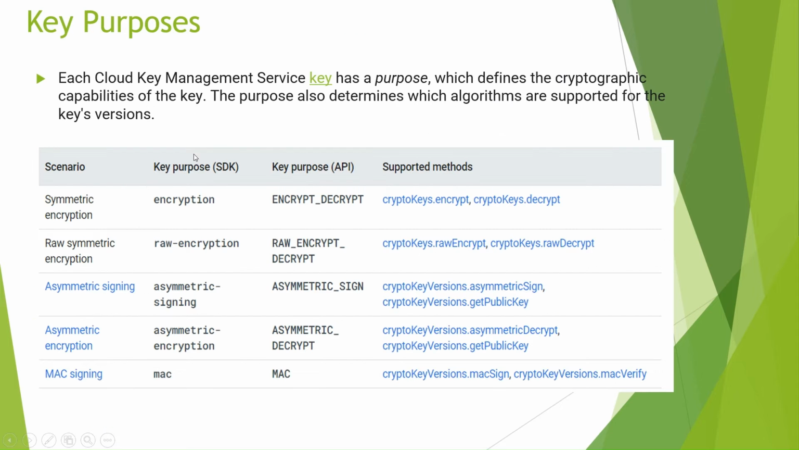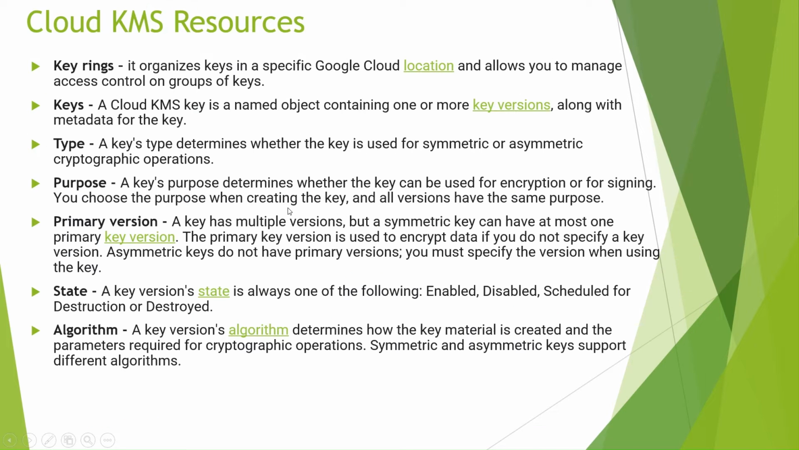After that, purpose, which we have already discussed. This is the purpose. After that, the primary version. If you are using a symmetric key, then only this primary version concept comes into play. But if you are using an asymmetric key, which we are focusing on in this video, there is no option of primary versions. So once you create a new version, it doesn't become automatically primary. You have to define which key you want to use to decrypt or encrypt the data.